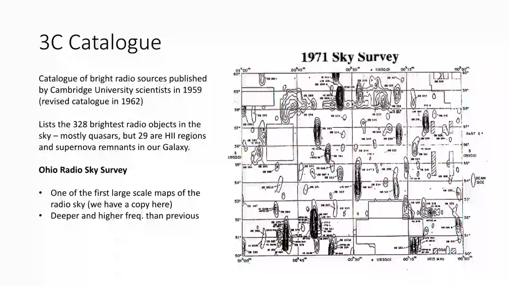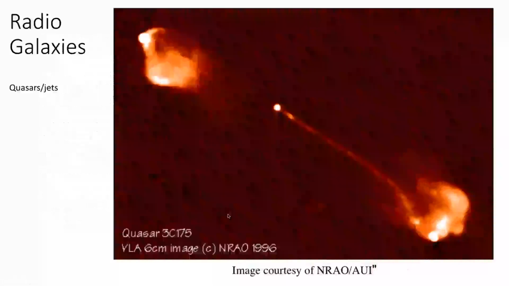So the Cambridge scientists went ahead and mapped the sky and made this catalogue of objects. So there's a bunch of basically radio galaxies that are usually called 3C something or other, and they have these big jets, and they're really big. This is one of those on the sky. I mean, they're big in angular scale, or they can be.